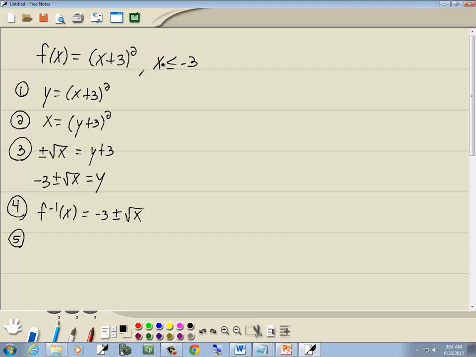Well, let's look at our original graph. Now (x + 3) to the second power means it's a parabola, and since the number is inside with the x, it's shifted left or right opposite of what you think. So plus 3 would make us think it goes right 3, so it goes left 3. And it looks something like that. Now since we're saying where x is less than or equal to negative 3, less than or equal to means just the left side. So that would be our graph.